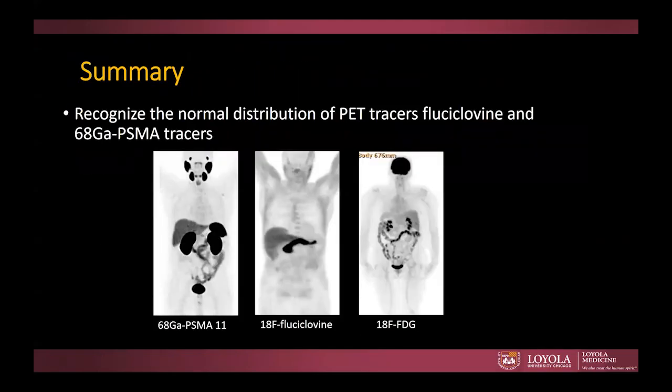So in summary, what I would suggest is to recognize the normal distribution of PET radiotracers. I only included here the prostate cancer ones, but there are other PET agents, for example the dotatate that was recently approved, that you want to be familiar with. For gallium-68 PSMA: lacrimal glands, salivary glands, liver, spleen, kidneys, bowel, bladder. Fluciclovine: liver and pancreas, a little bit of muscle here, no brain. And then you're all familiar with FDG.